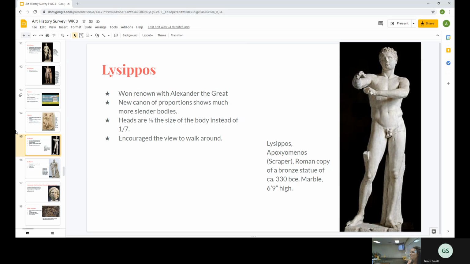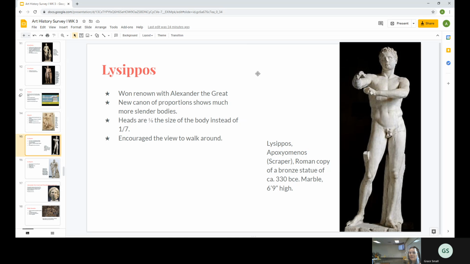He won great renown with Alexander the Great. He did all of Alexander's busts, made a lot of money off of it. And he introduces a new canon. Instead of the 1:7 ratio for heads in proportion to body, he goes with 1/8, which is technically more correct than Polyclitus's 1/7 proportion. 1/8 the proportion. And here is the scraper.